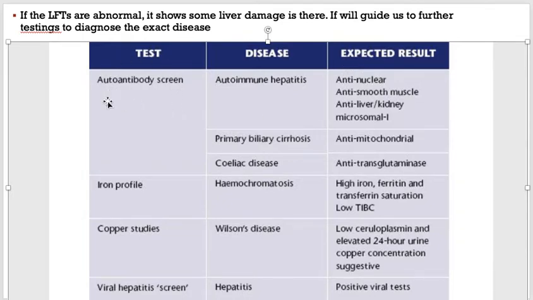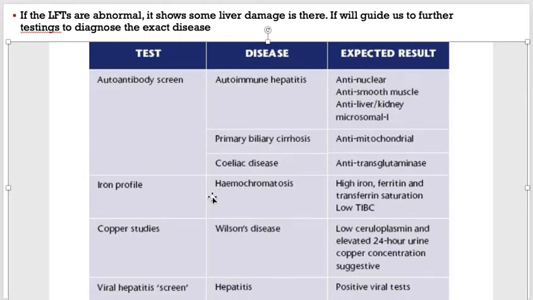By the way, you can go to the playlist Internal Medicine Rheumatology, where you can find a lecture about autoantibodies. Whenever we find abnormal LFTs and we are expecting autoimmune hepatitis, we order an autoantibody screen. When we get specific antibodies, for example anti-mitochondrial, it makes a diagnosis of primary biliary cirrhosis, and of course we can do a biopsy also. Or if it's celiac disease, we can get anti-transglutaminase antibodies and go for the biopsy.